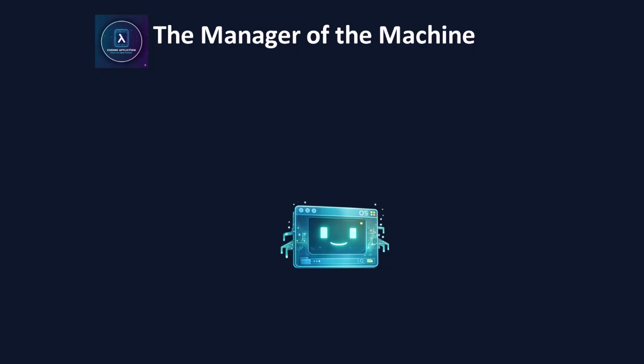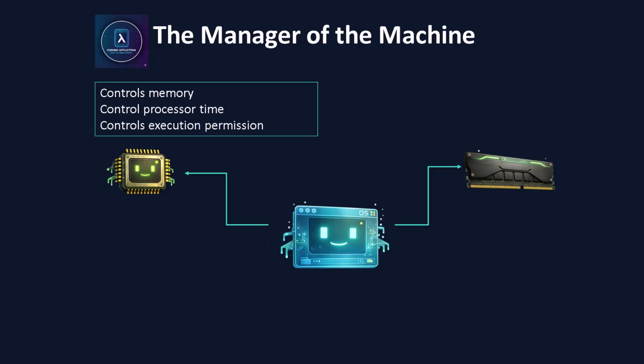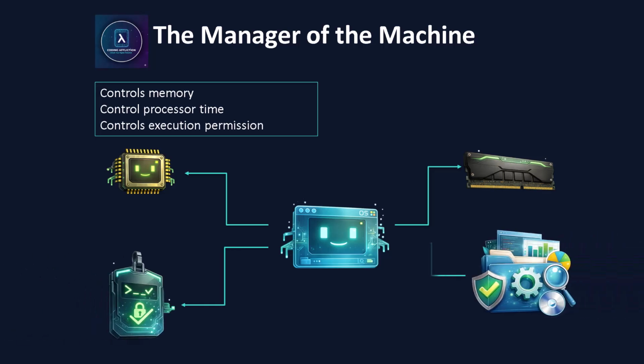The operating system is the manager of the entire machine. It is not the CPU. It does not execute your code. Instead, it controls who gets memory, who gets processor time, and who is allowed to run. Think of it as the authority that organizes the system. Without this manager, every program would compete directly for memory and execution. They would override each other's data and crash constantly. The operating system prevents that. It organizes resources. It enforces boundaries. And when you click a program, it is the operating system that decides what happens next.